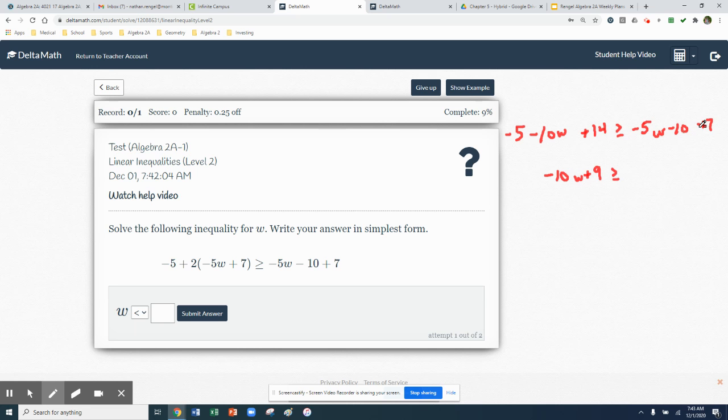And I got a -10, +7 will make a -3. So I got a -5w and that I said was a -3. Now we'll continue. We'll get our numbers on the same side.